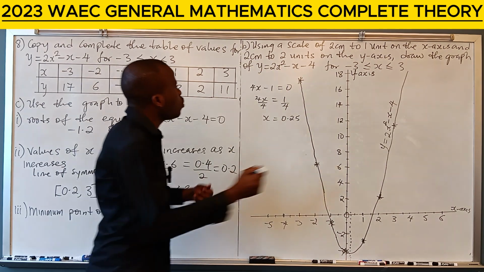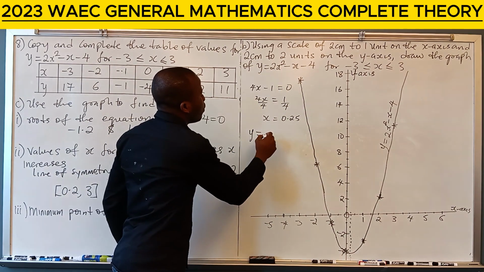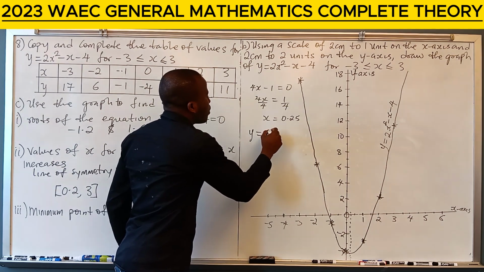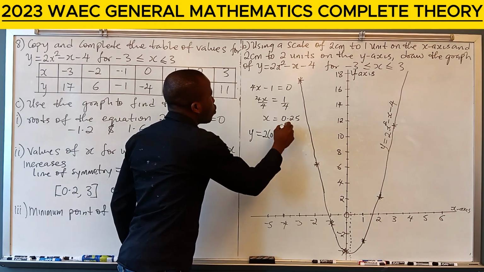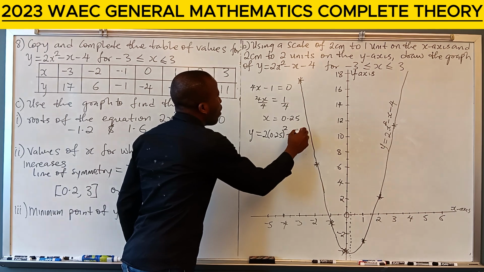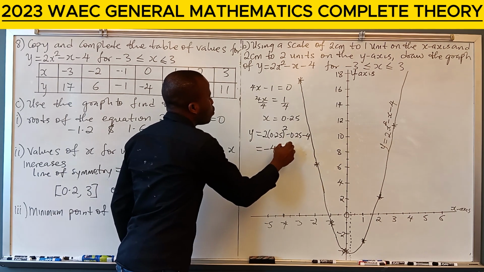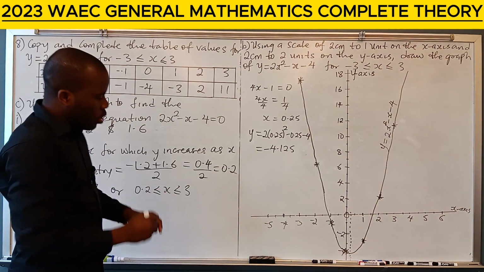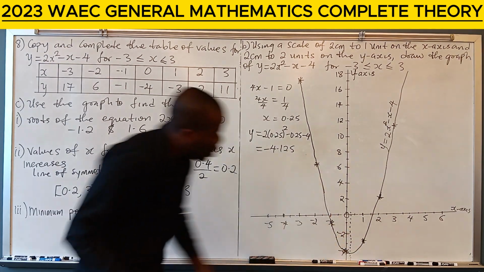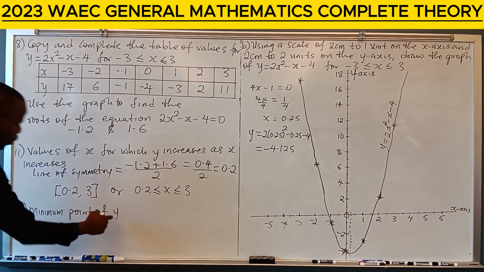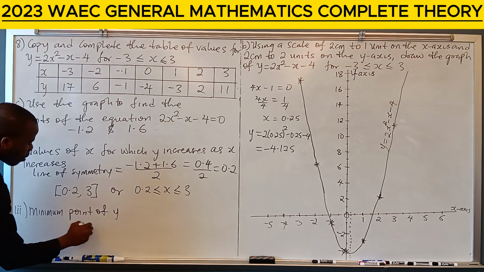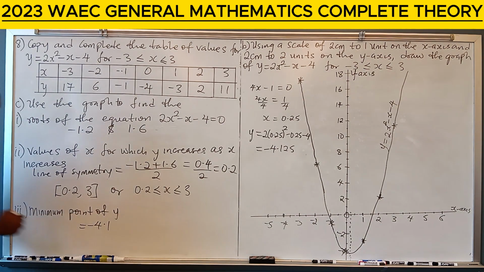And when you substitute it, y will be 2 bracket 0.25 all square minus 0.25 minus 4. When you do that, you have minus 4.125. And of course, when you see it, it's about minus 4.1. So the minimum point of y is minus 4.1.